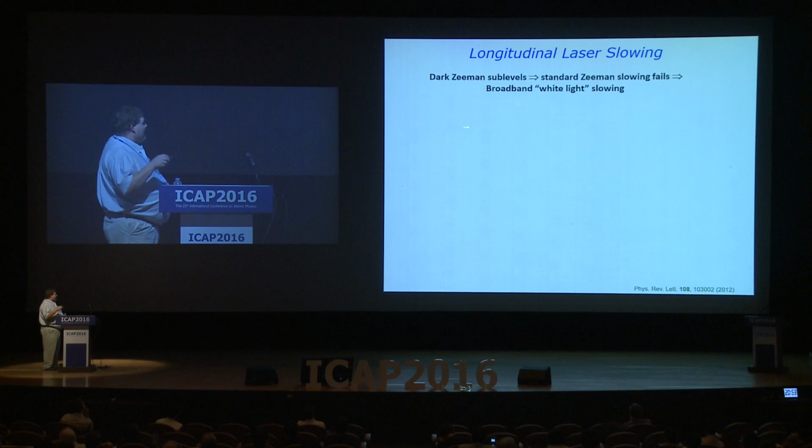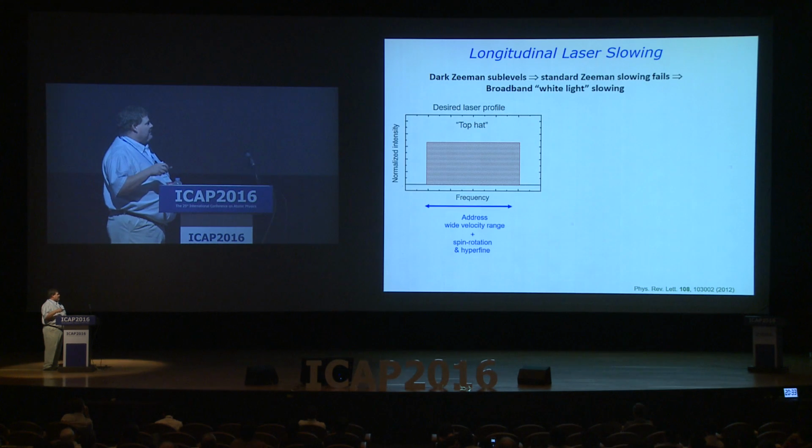Okay, so with that in mind, we were interested in seeing if we could trap the molecules, but we know that to trap them, we need to slow them down. The problem is, again, these dark Zeeman sublevels play a role in almost everything to do with laser cooling of molecules. It means that the standard technique of Zeeman slowing fails. And instead, we fell back on an old technique from the atomic physics community known as white light slowing.